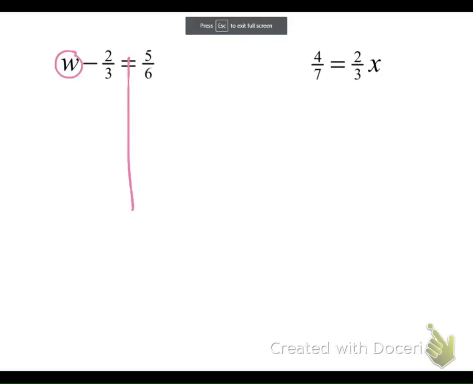The second point that you'll get on your quiz is showing me how you get that variable by itself. So how am I going to get this variable by itself? Is it addition? Yeah, it's addition. So we're going to add 2/3. I'm going to show that on both sides. So the purple part here is going to be your second point.